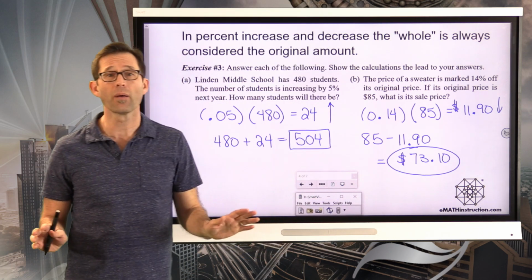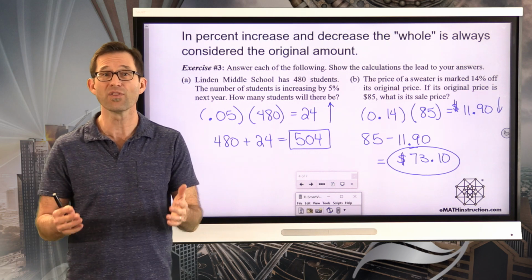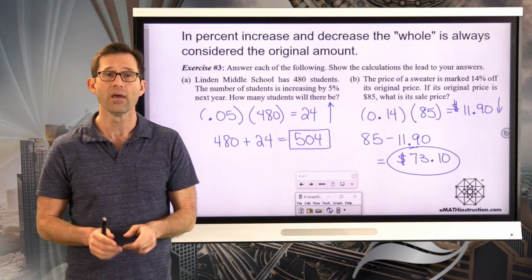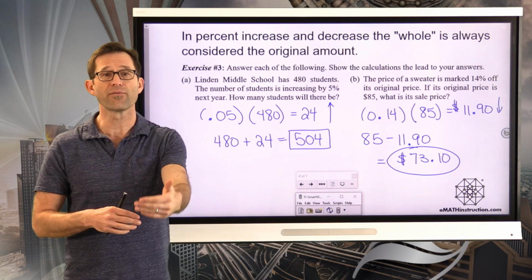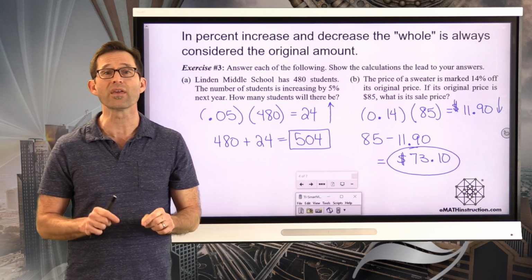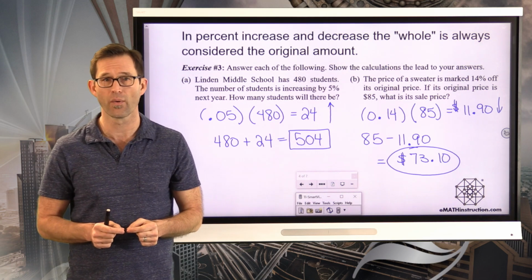Now, in all of these problems so far, what we've been doing is we've been given the original amount and given the percent that it's either increasing or decreasing, and then using that. Now let's again go to that flip side, the other side of the coin, and let's see if we can calculate the percent increase and the percent decrease that's going on, right?